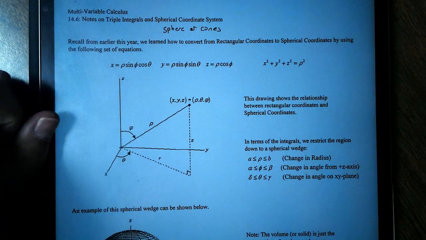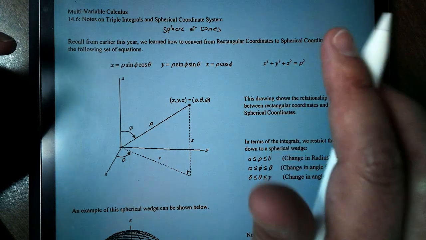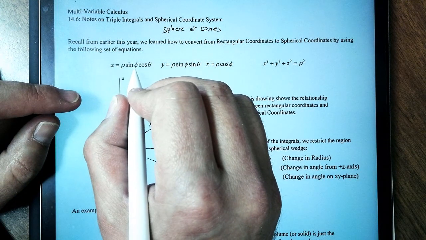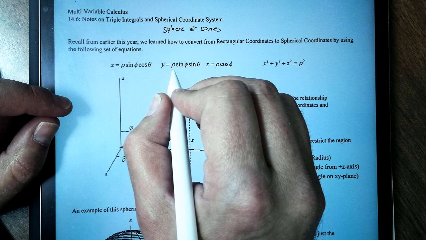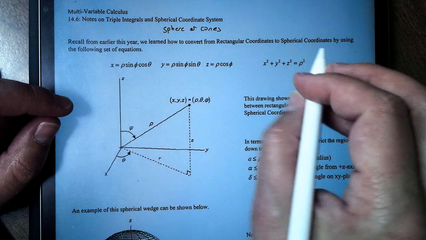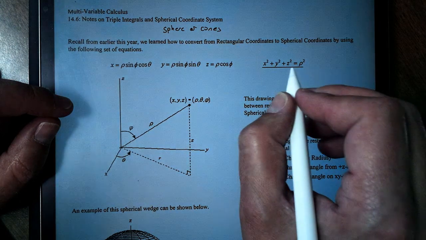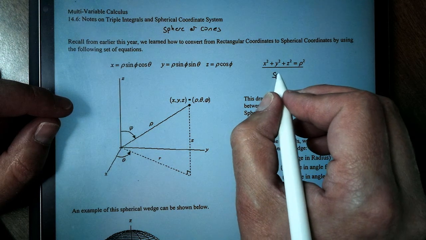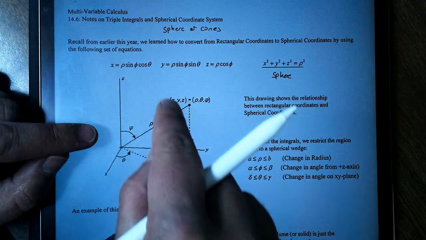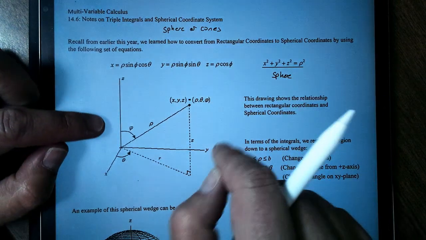So we've had a few formulas from earlier this year where we learned how to convert rectangular to spherical. And the equations are here. We could say that x was equal to rho sine phi cosine theta, y was rho sine phi sine theta, and z was rho cosine phi. And the other way around, we got x squared plus y squared plus z squared equals rho squared. And this is the equation of a sphere for us. Down below we have a representation of how we can do those conversions.